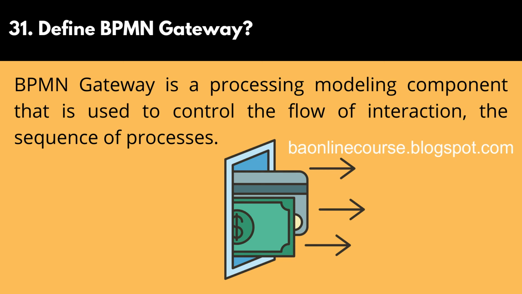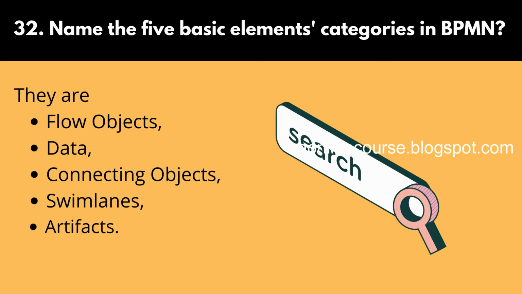Next question number 31. Define BPMN Gateway. BPMN Gateway is a process modeling component that is used to control the flow of interaction, the sequence of processes. Next question number 32. Name the 5 basic element categories in BPMN. They are flow objects, data, connecting objects, swim lanes, and artifacts.